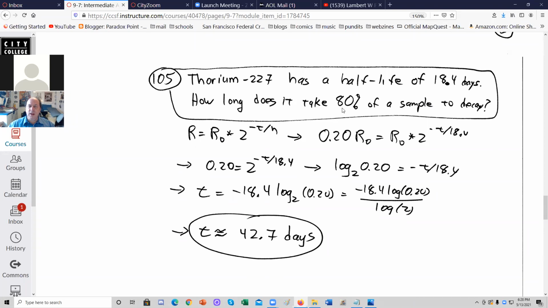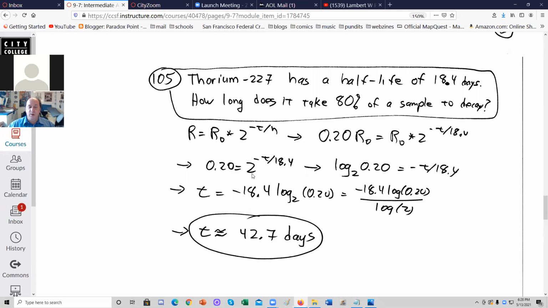If 80% of the sample decays, then only 20% remains. So here the radioactivity is 0.20 R naught, where R naught is whatever it is, and T is what we'll find. H is 18.4. So 0.2 R naught equals R naught times 2 to the negative T over 18.4. Cancel the R naughts. It does not matter how much the original amount of radioactivity is, it's the same half-life, same timing. So 0.2 equals 2 to the negative T over 18.4.